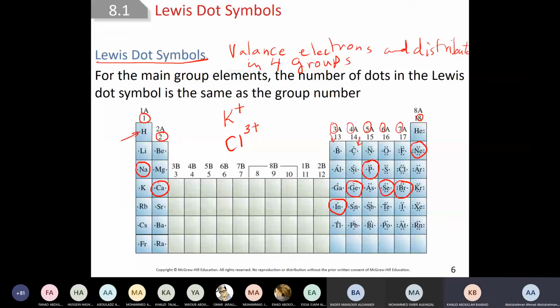4 dots. Just 4 dots. Where should I put the 4 dots? One at each side. Exactly. Is this clear? All right. Now, how about if I put Cl 5 plus? Yeah, let's assume 5 plus. 2 dots. Where should I put the 2 dots? Left and right. Doesn't matter.